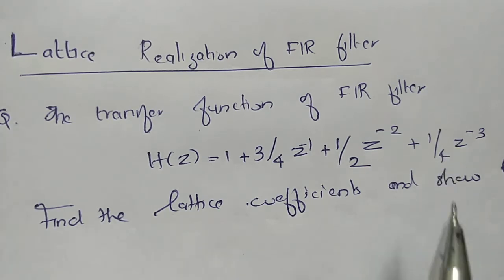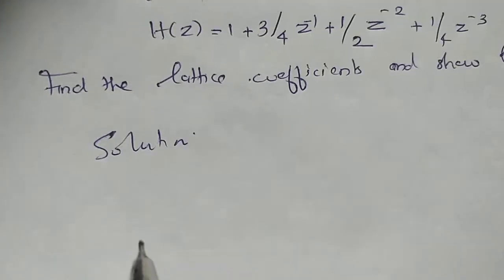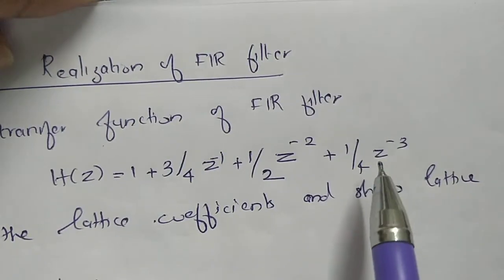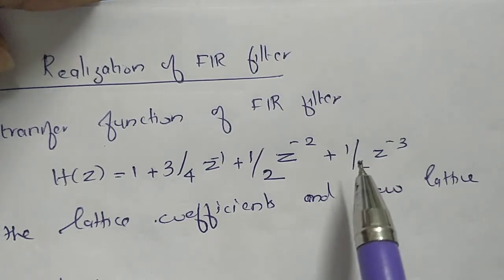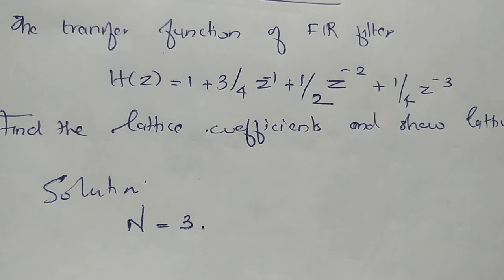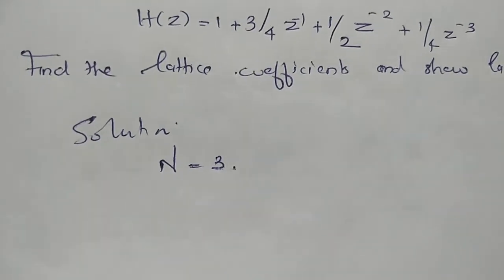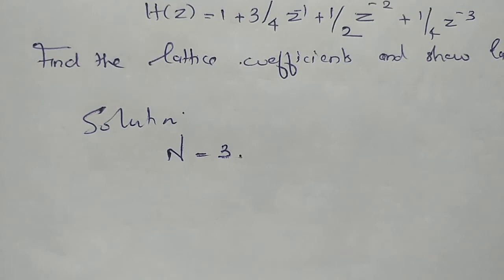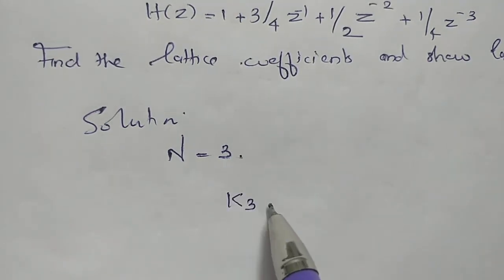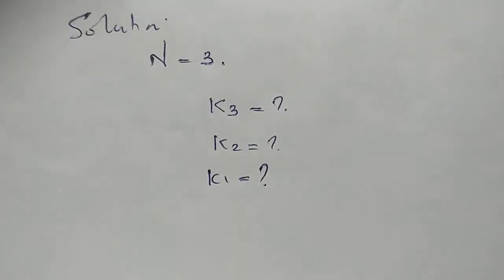From the solution to the problem, we can see that the maximum power of z is 3, so it is a third order system, so N is equal to 3. Similar to the IIR filter realization, we need to find 3 lattice coefficients. Since the order is 3, the 3 coefficients that we need to find are k3, k2 and k1.